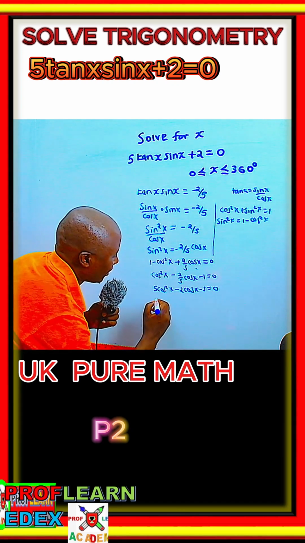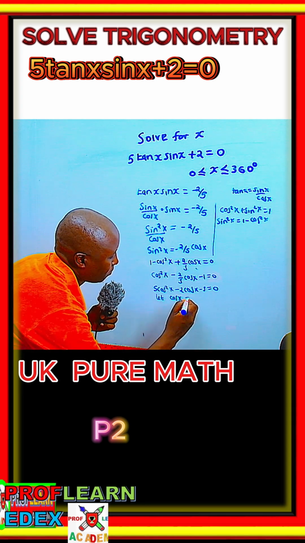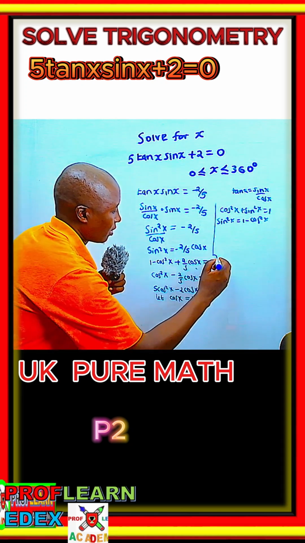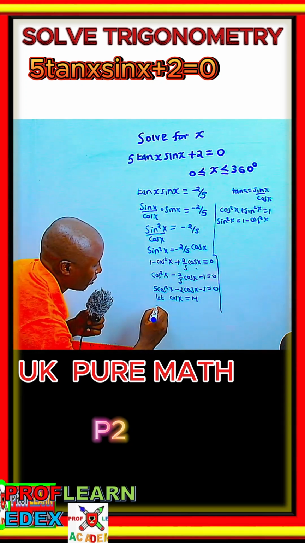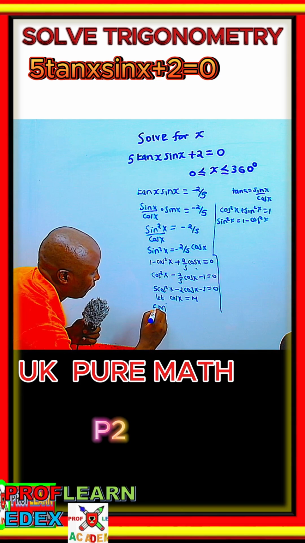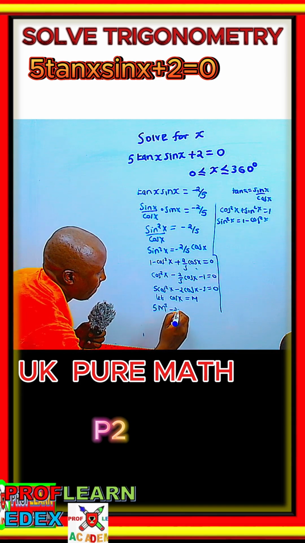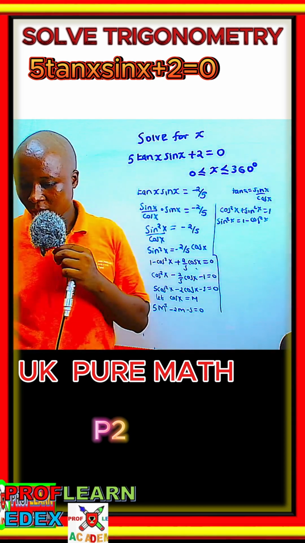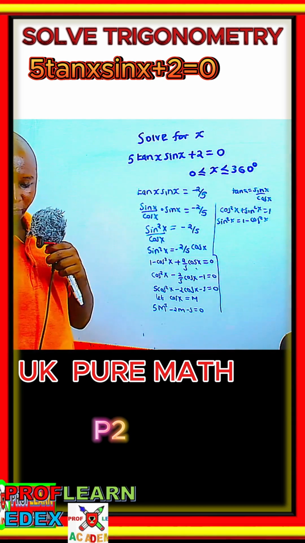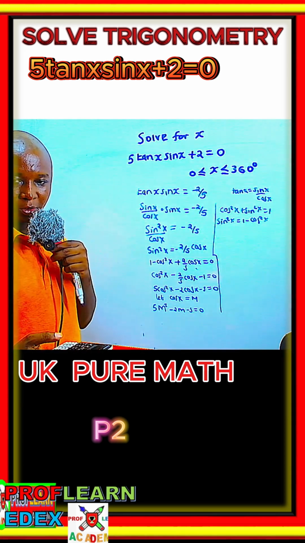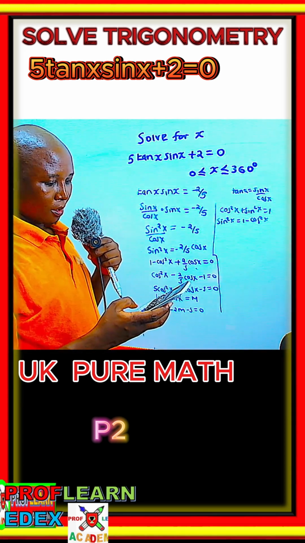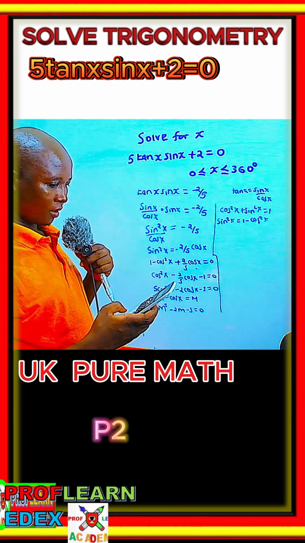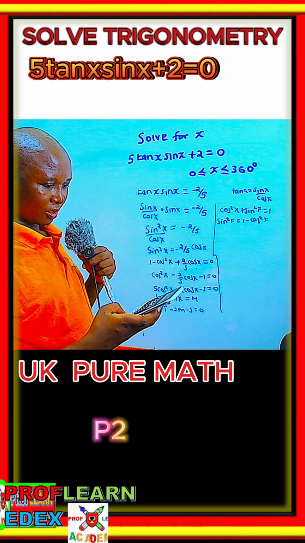So we can now let cos x be equal to m. So we are going to have a quadratic equation. Having this, we can say this is going to be 5m squared minus 2m minus 5 is equal to 0. Can we try to solve this so that we can see what this quadratic equation reduces to? In this quadratic equation, the value of a is 5, the value of b is negative 2, and the value of c is negative 5.